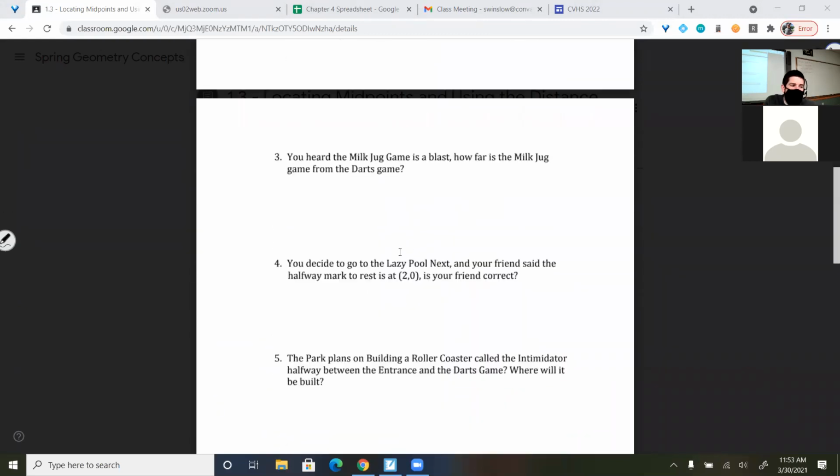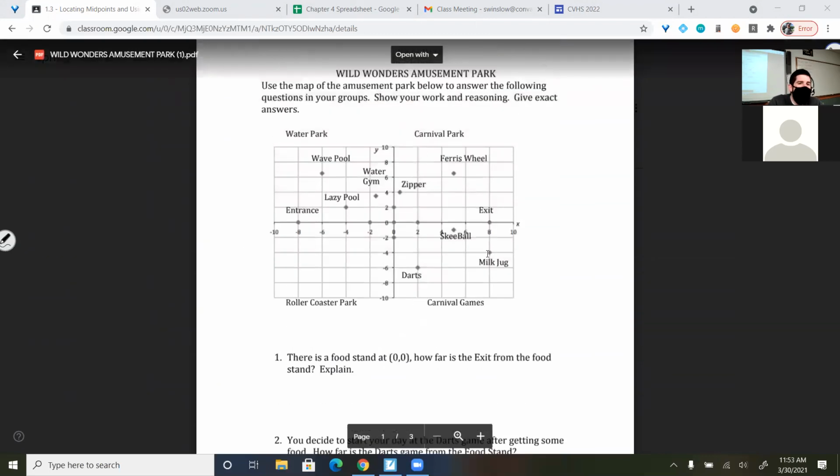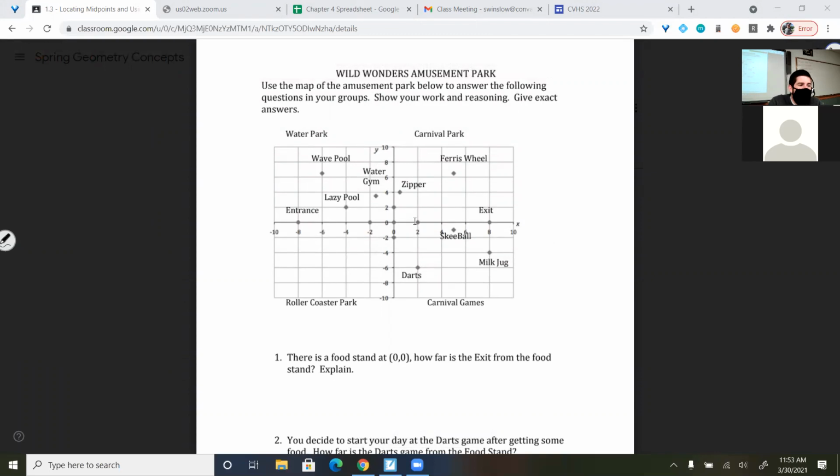Number 4 is saying you decide to go to the lazy pool next. Your friend said that the halfway mark to rest, because it's a long ways away, is at 2, 0. Is your friend correct? Now, what's happening with number 4 is you're going from the milk jug game to the lazy pool. Your friend is exactly in the middle of the milk jug and the lazy pool. What you want to do is double check her logic and figure out where the midpoint of the milk jug and the lazy pool is, and is it at 2, 0? Or could it be somewhere else? So for number 3, you're using the distance formula, and for number 4, you want to use the midpoint.